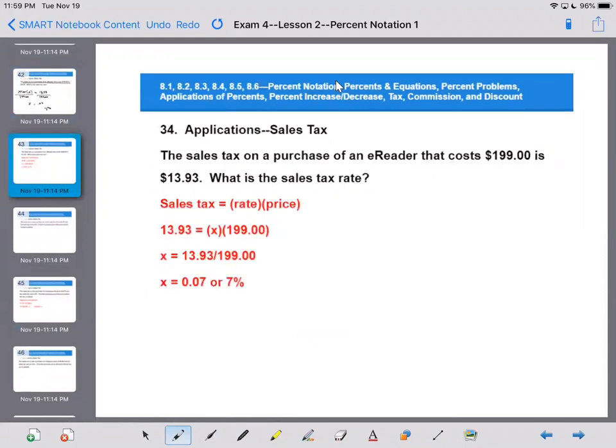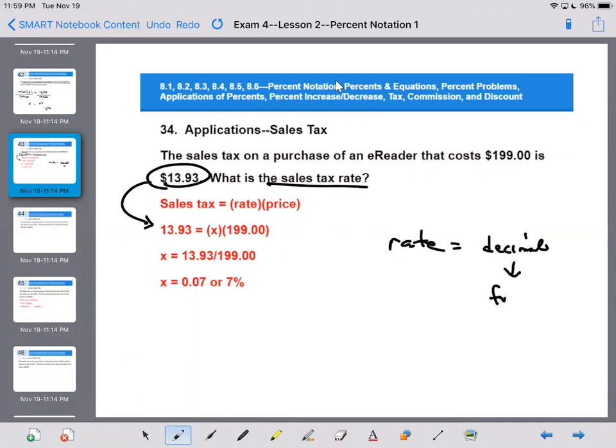My sales tax was $13.93. I knew that there was some sales tax rate. Notice that the rate can be changed to a decimal, which can be changed to a fraction, which could look as a percent as well. So when you divide both sides by 199, you're going to get the 7/100 or the 7%.